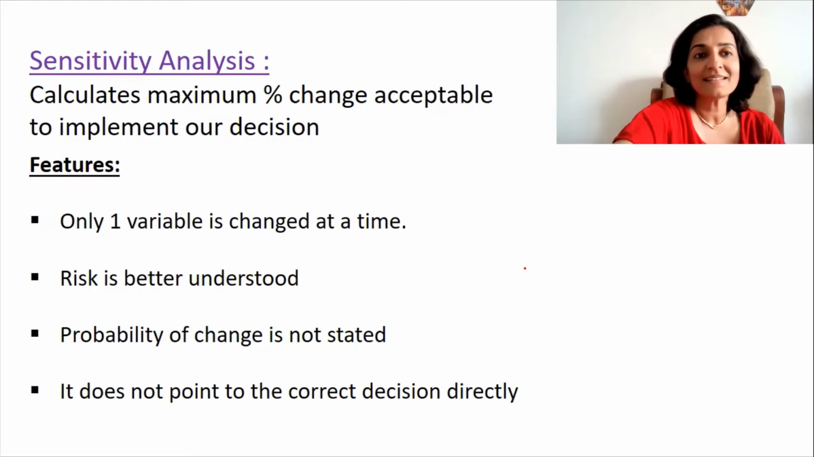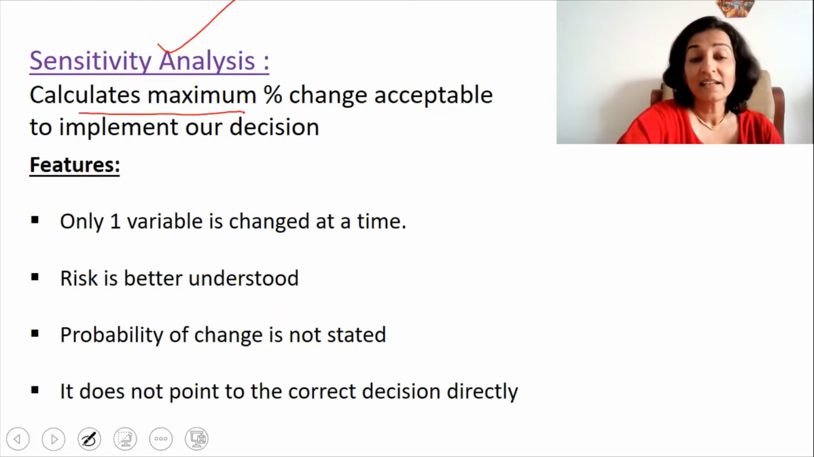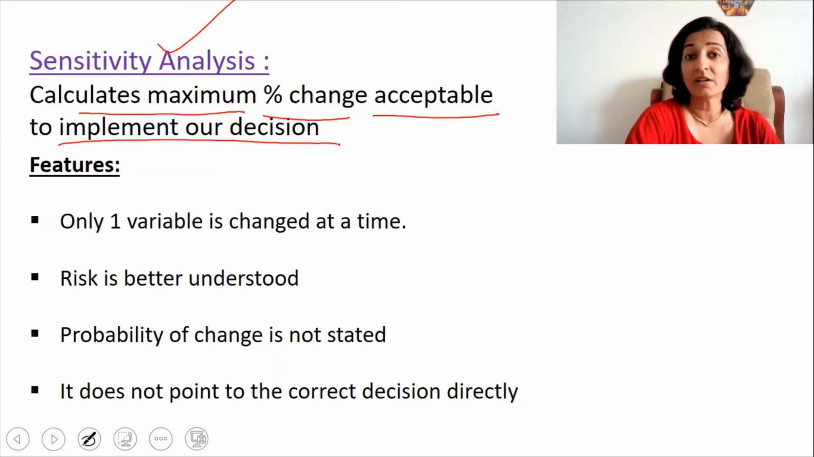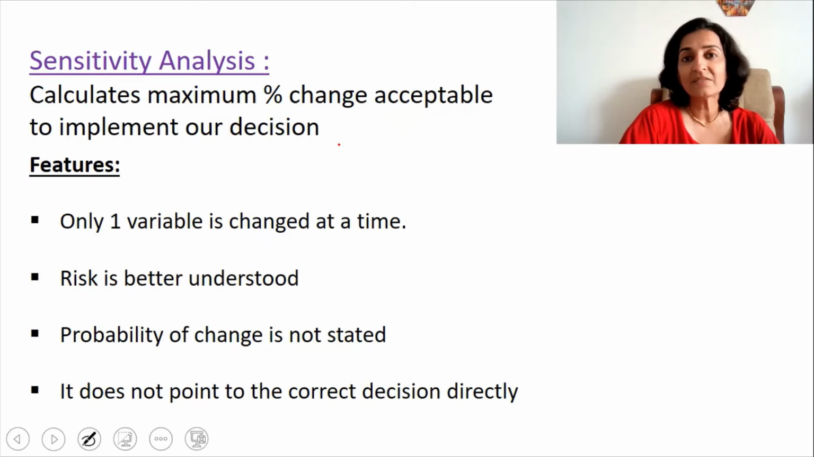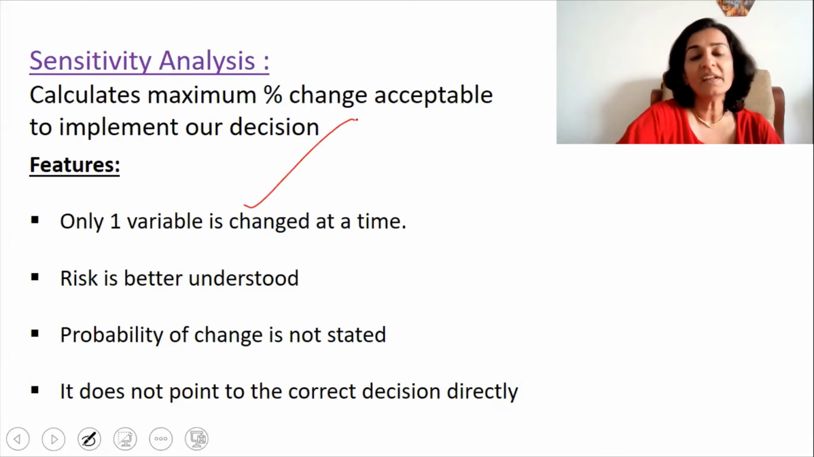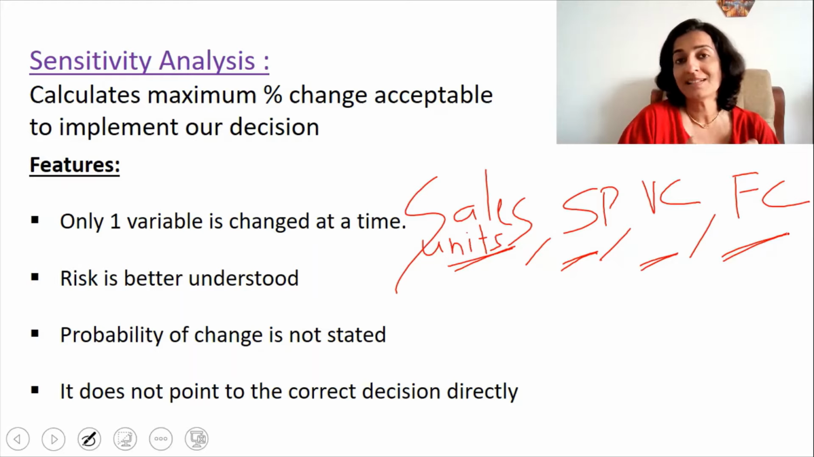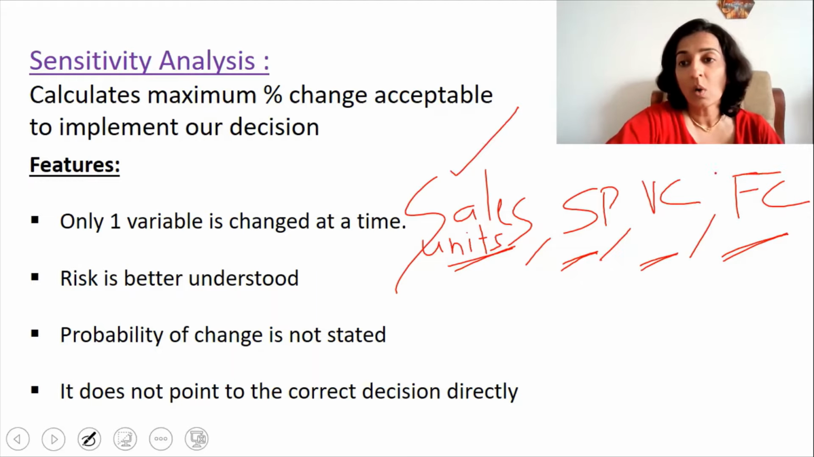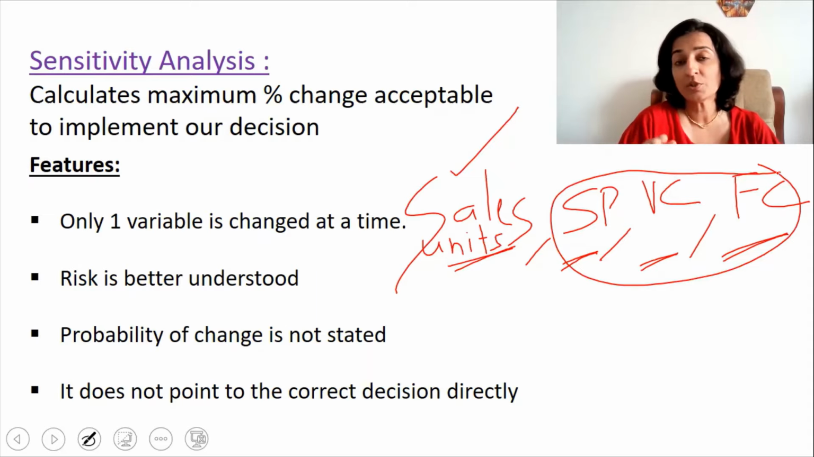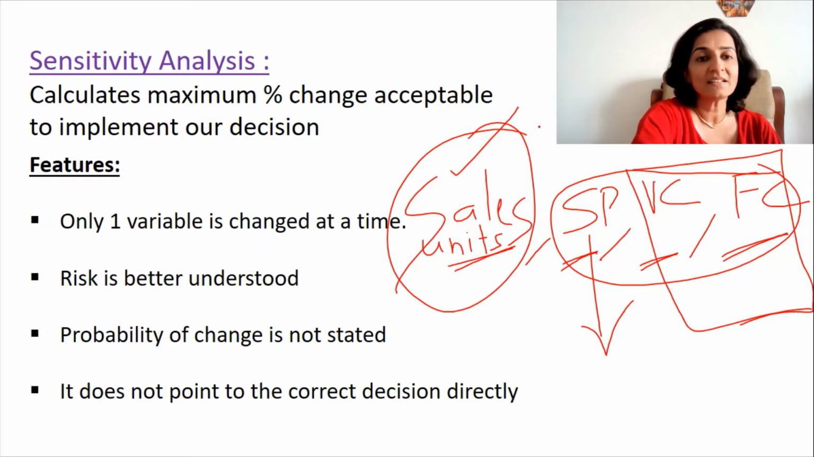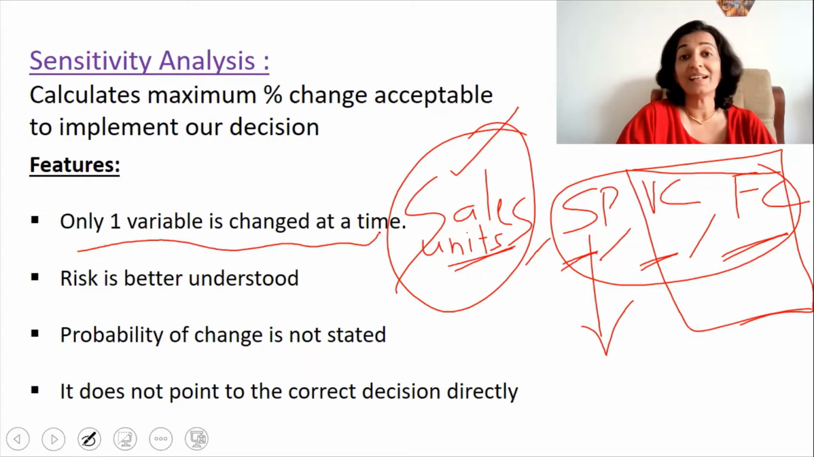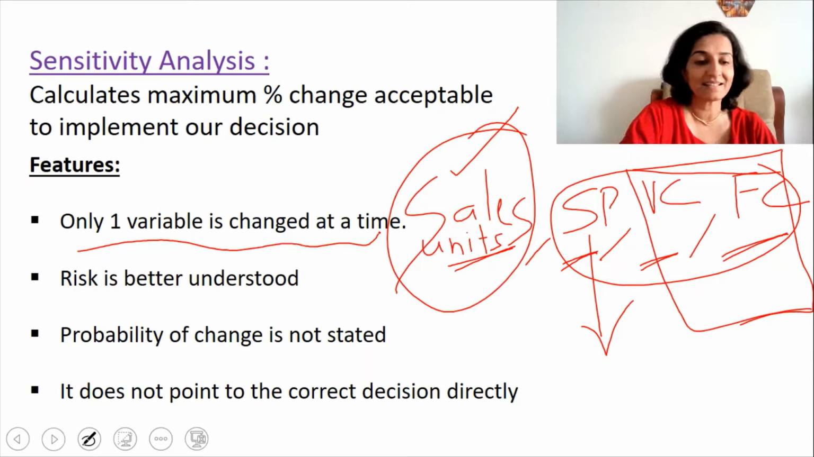So we have understood that sensitivity analysis calculates the maximum percentage change acceptable to implement our decision. Now, the main features of sensitivity analysis are, only one variable is changed at a time. Now, there are many variables like sales in units, the selling price, the variable cost, and the fixed cost. Now, whenever we are trying to find out the sensitivity to sales in units, all the other variables will be assumed to be constant. So that is the meaning of the sentence: only one variable is changed at a time in sensitivity analysis.